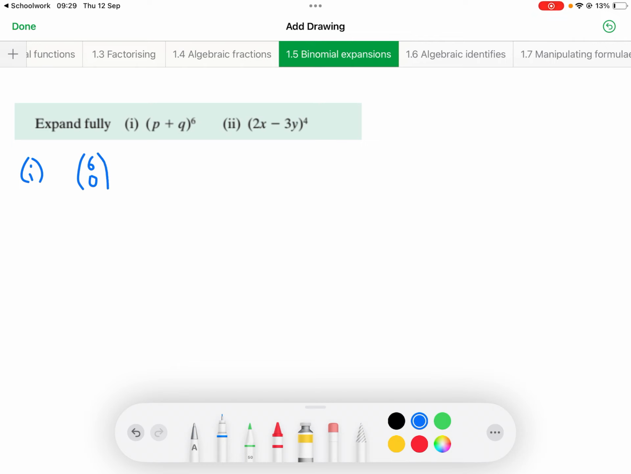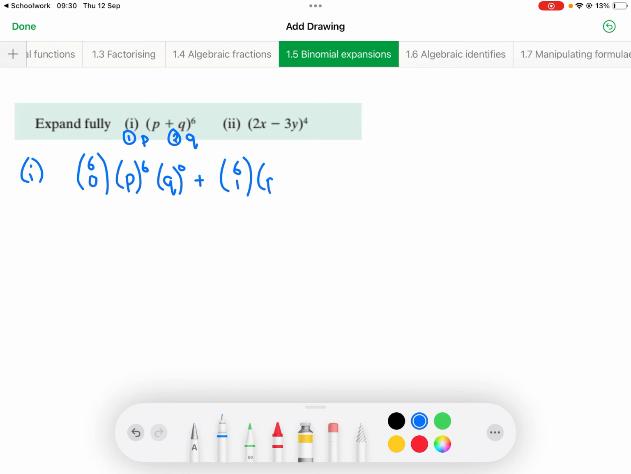Our first term is p, and our second term is q. If that was a minus sign in the middle, which you'll see in the next example, then the second term has to have the minus sign. So it's our first term, which is p, to the power of whatever n was, so n was 6. And it's the second term, which is q to the power of 0. And we're going to keep going up, so 6 choose 1.